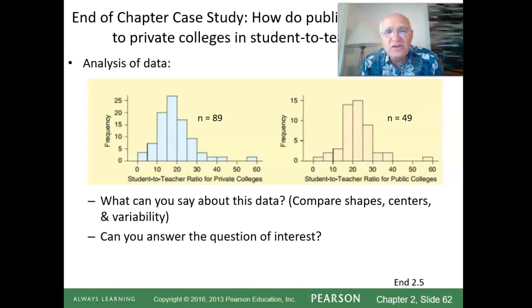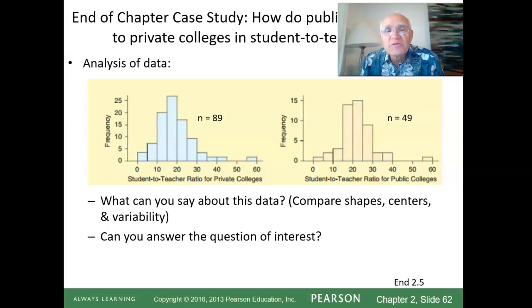One thing you can look at is the mode. In the private colleges, the peak is the bar that represents 15 to 20, whereas over on the right hand side with the public colleges, the mode is 20 to 25. So maybe if you look at a typical value, it's slightly higher in the public colleges than in the private colleges. But it's not a dramatic thing where you see a huge difference.